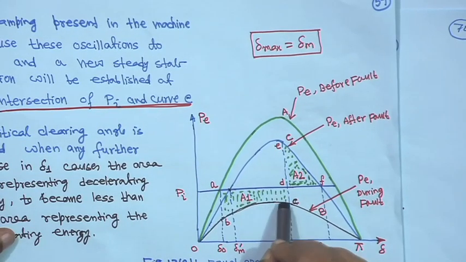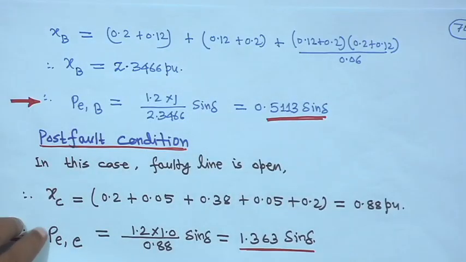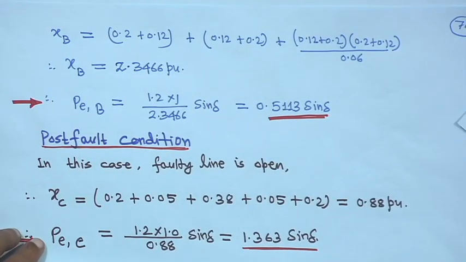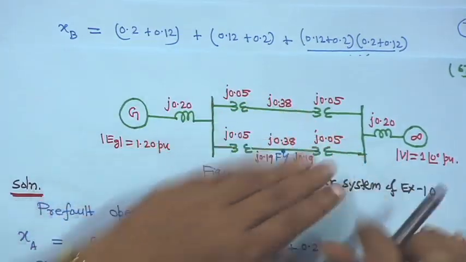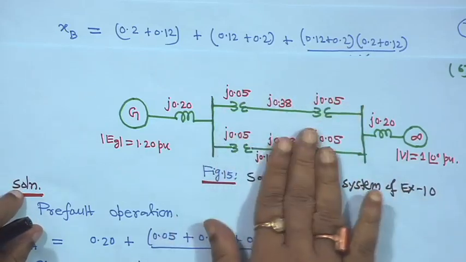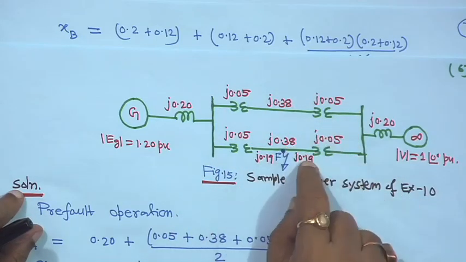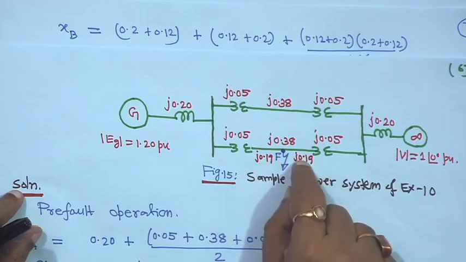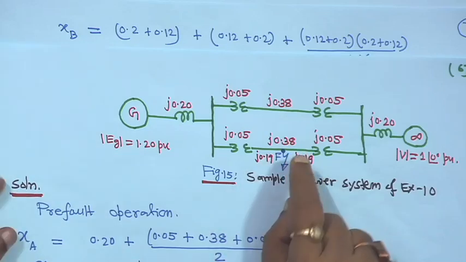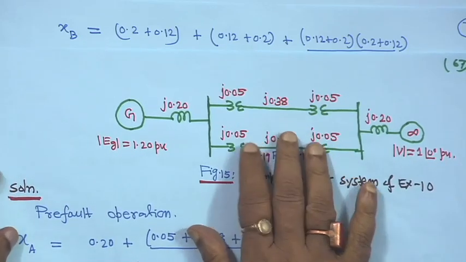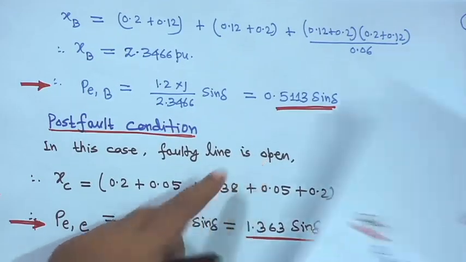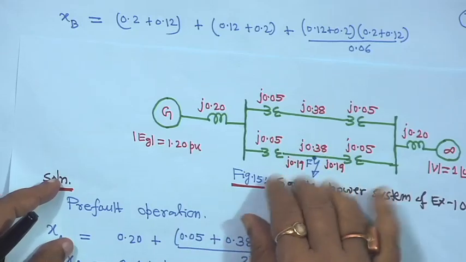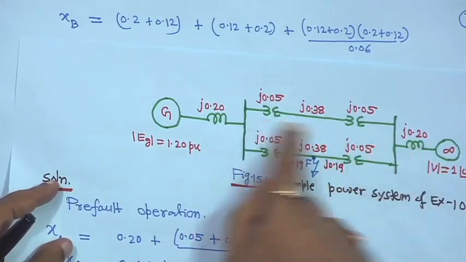That means this graph will be 0.5113 sin delta during fault. And now, the post fault condition, when the fault is cleared, this line is isolated and only this line will be there. Then you have to find out the value of x c, because we have to find out P E for curve C. So, this line is isolated when the fault is cleared; in this case the faulty line is open, this line is not there, it is open. This line is gone, only this line is there.